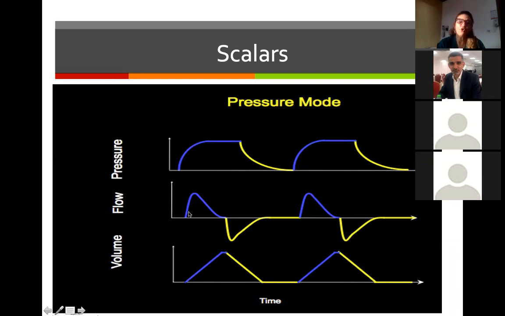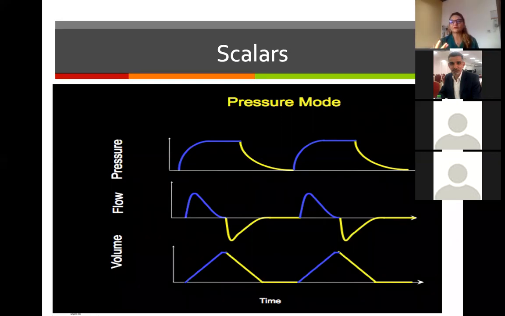And the flow over time would look like this: there is something which is flowing in, and then it is coming out. So the gas is flowing in and the gas is flowing out. And that's the reason the flow over time will have a positive as well as a negative deflection.